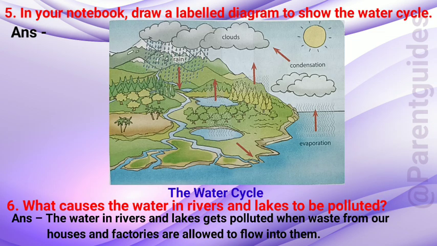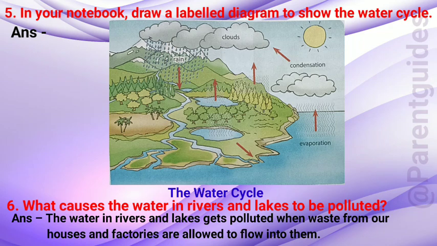5. In your notebook, draw a labeled diagram to show the water cycle. Answer. A detailed diagram depicting the global water cycle is shown in the figure. The direction of movement of water between reservoirs tends towards upward movement through evaporation and downward movement through gravity in form of rain.